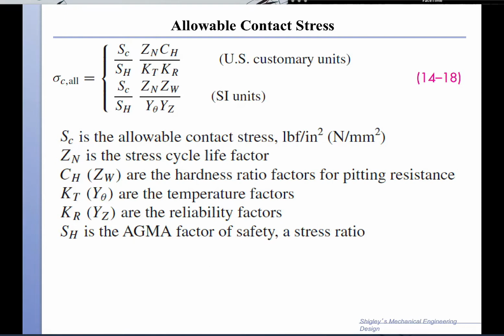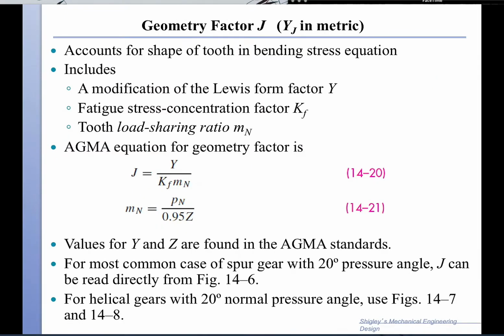In the case of a contact stress, we have an allowable contact stress and a safety factor, and in addition to that, we also have a similar stress cycle factor and a hardness ratio factor, so an additional one, and the temperature factor and the reliability factor as well.